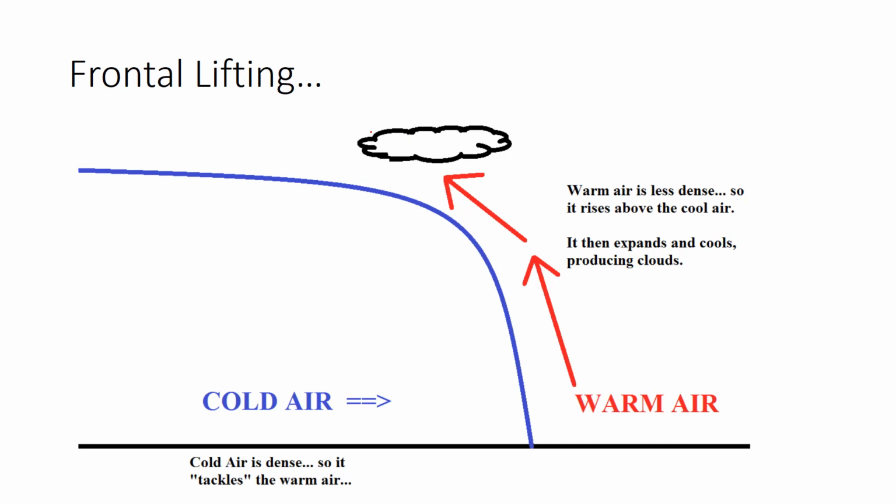So that's frontal lifting. In fact, some of the strongest areas of precipitation are usually associated with some kind of frontal system. Usually cold fronts are more intense than warm fronts, and that's just because the cold air pushing in forces the warm air straight up.